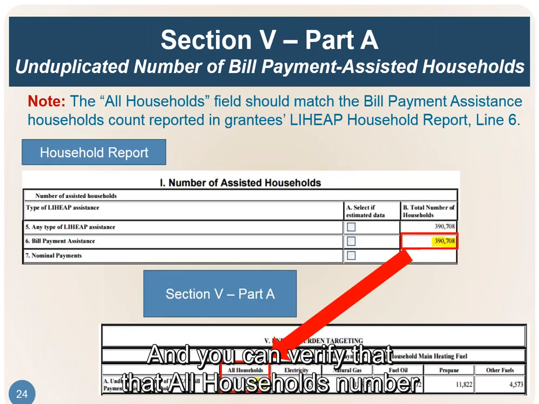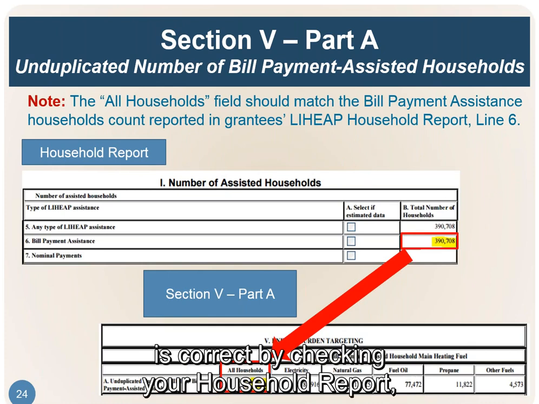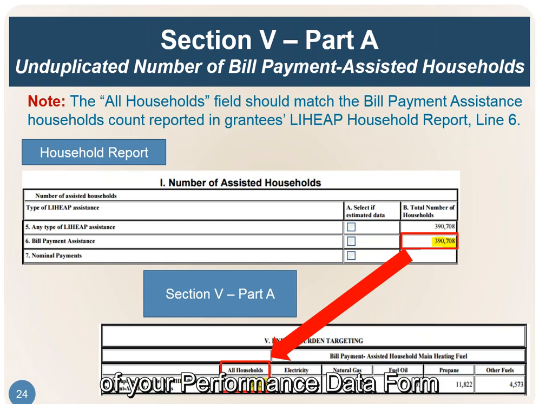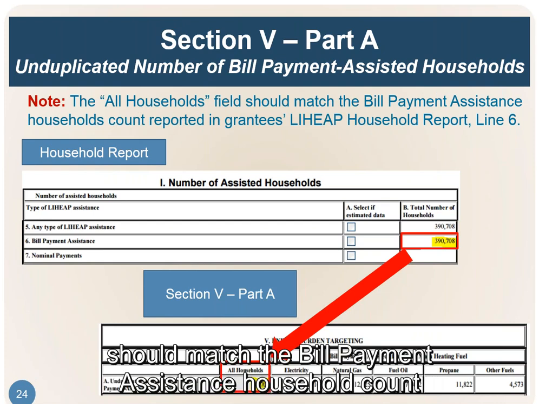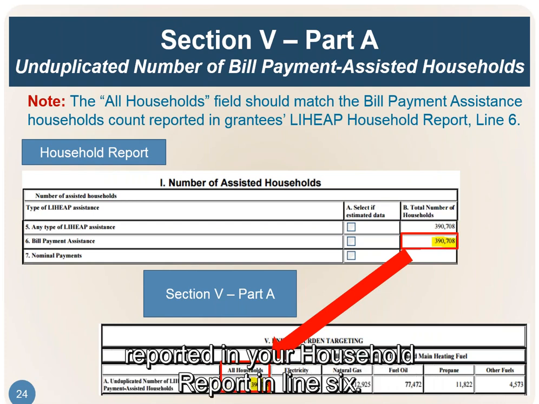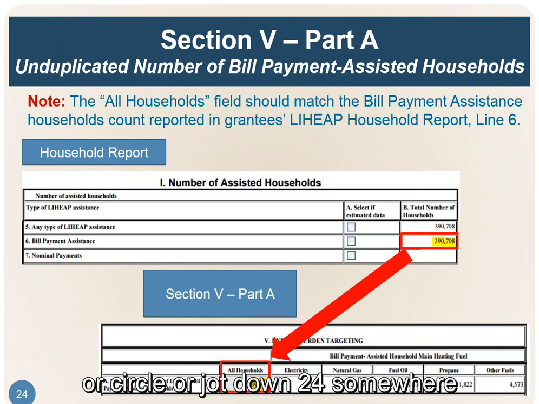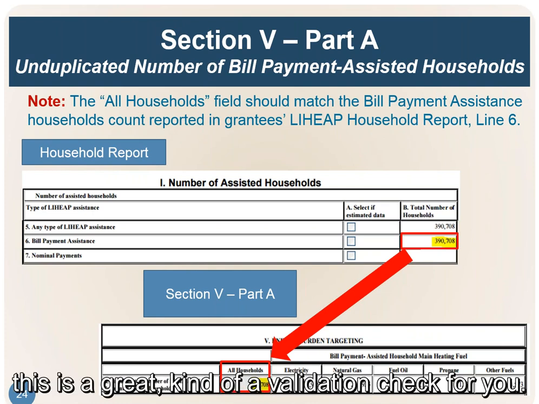And you can verify that the all households number is correct by checking your household report, because the all households field in line A of your performance data form should match the bill payment assistance household count reported in your household report in line 6. So this is a key slide. If you have them in front of you, this is one I would highlight or circle or jot down somewhere, because this is a great validation check for you.